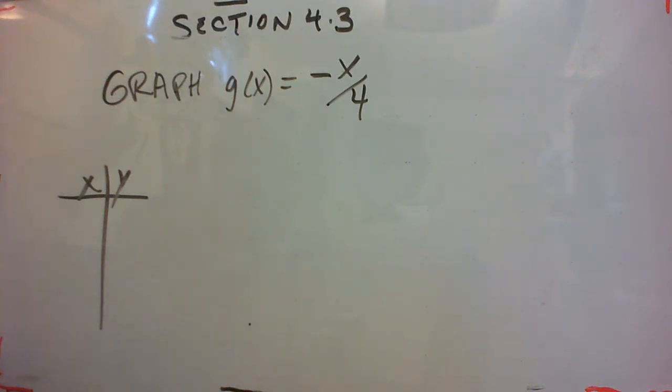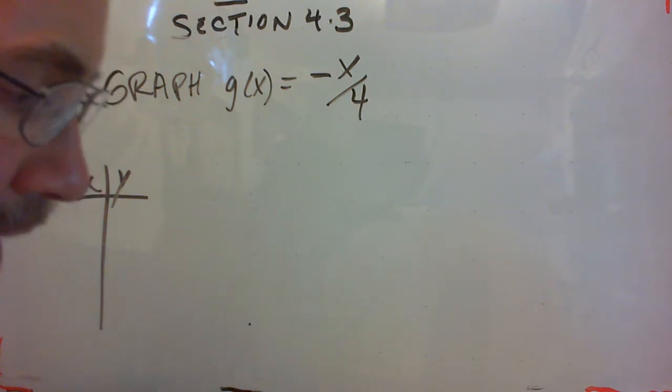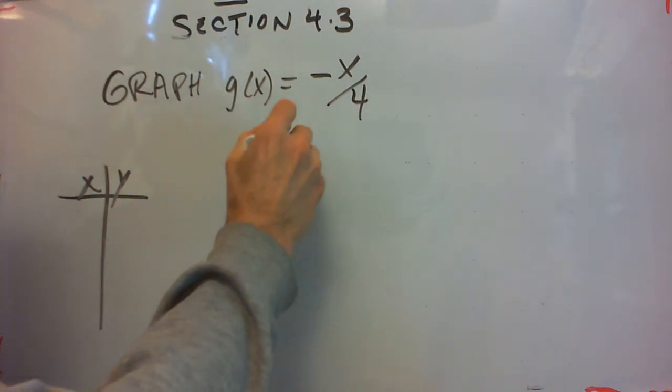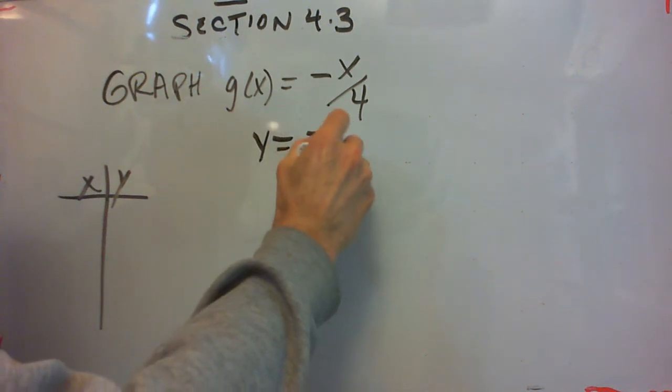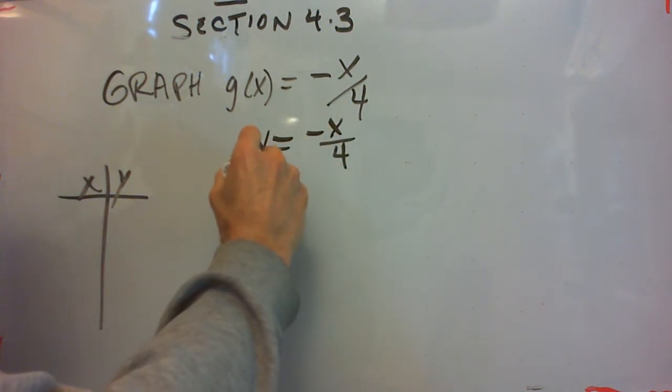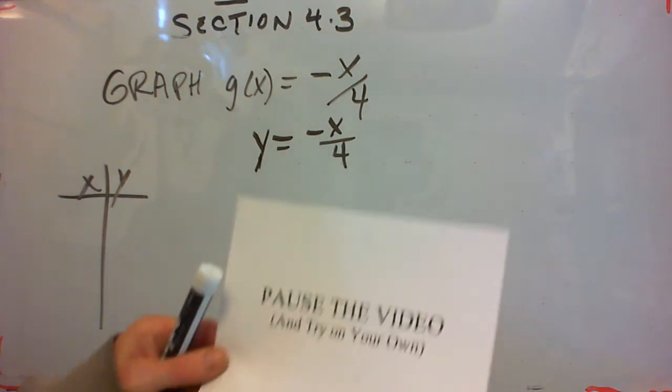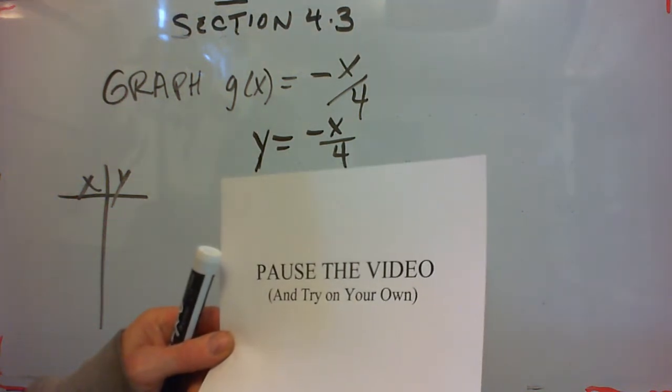Okay, the next problem I'd like you to try is graph g of x equals negative x over 4. That's like number 5 of the homework. And remember, this is the same as y equals negative x over 4. So pick your 3 points, and I would recommend using multiples of 4 that will cancel that 4 out. So try this on your own.